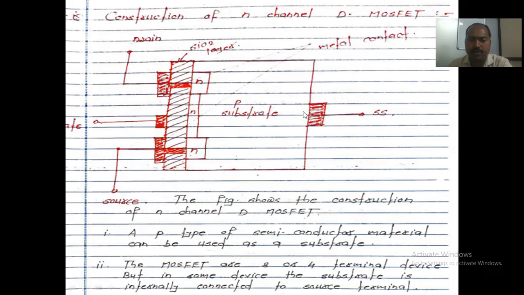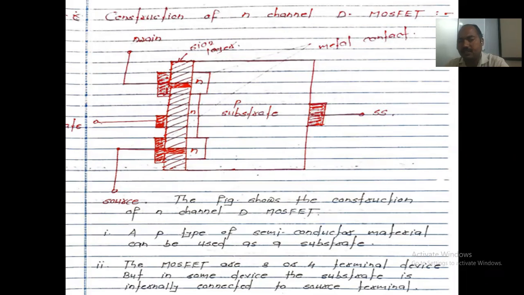Okay, now see, it has three or more terminals. One of the important things is that it doesn't have only three terminals, it has three or four. Why is it so? See, in some applications we require the four terminals.